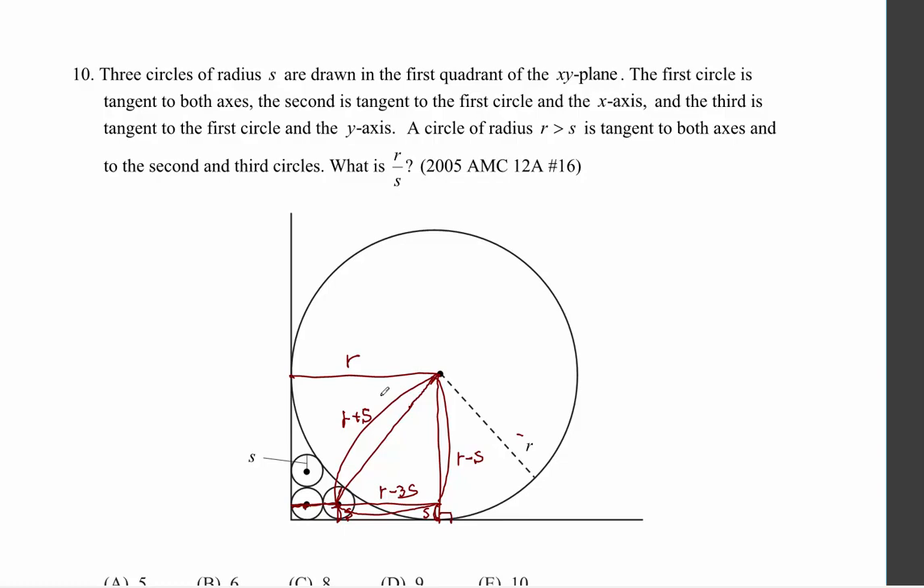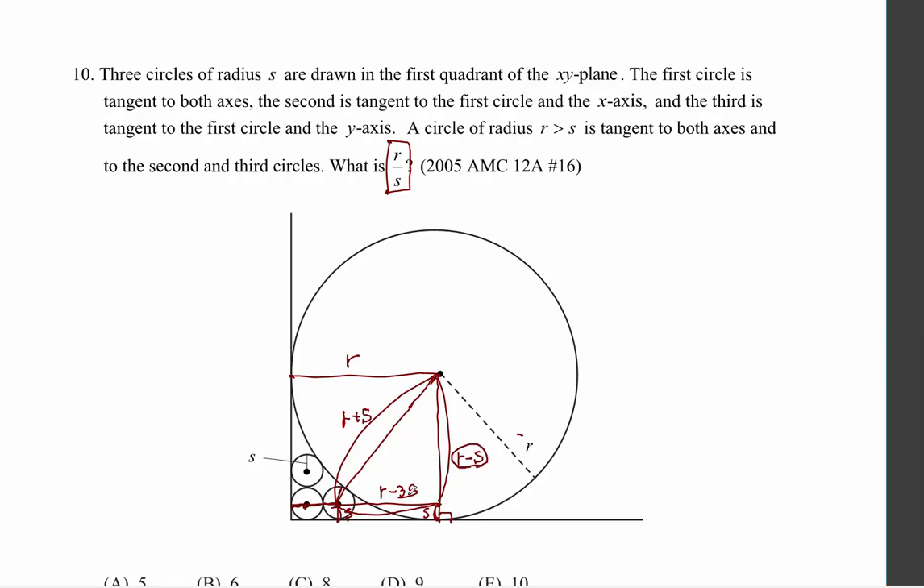So we use two variables, R and S. But it doesn't matter because we're going to find the ratio. We don't have to find the value of R and the value of S individually. To find the ratio with one equation, two variables is okay, no problem at all. We just find the relation between R and S. Now apply the Pythagorean theorem.